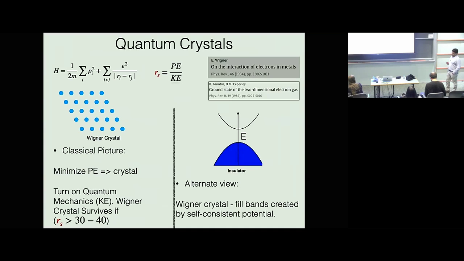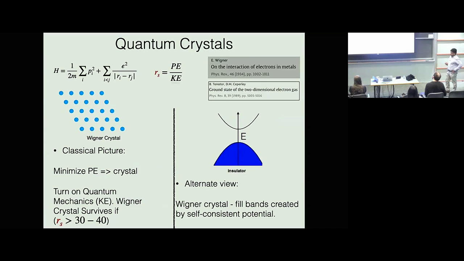Think of the electrons as classical particles by switching off the kinetic energy, minimize the interaction energy, and then you can perturbatively turn on the quantum mechanics, the kinetic energy term, and you can argue that it's stable to quantum fluctuations. Okay, and what is seen in numerics is that starting from this infinite rs, where you switch off the kinetic energy, as you lower rs, it survives till rs is around 30 or so. Okay, so that's the Wigner crystal, and it has many interesting properties.